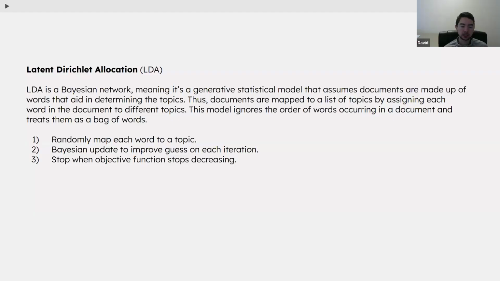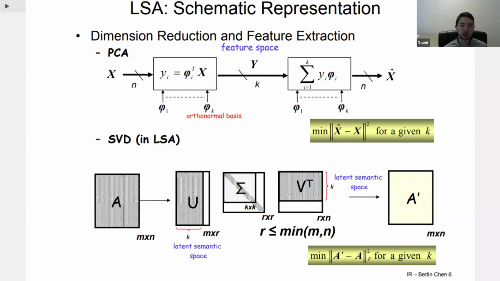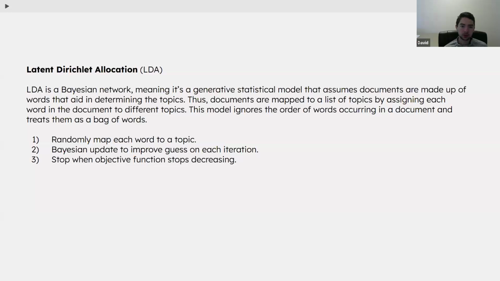Latent Dirichlet allocation is a little bit different. It's using a Bayesian approach. By the way, I was kind of a little bit hand-wavy of the details of latent semantic analysis. There's a few resources that I can provide at the end, I guess, if anyone has any questions. Yeah. So latent Dirichlet allocation is a little bit more complicated.